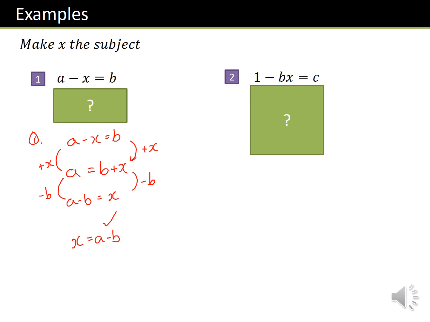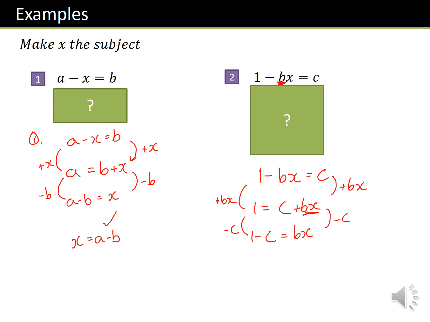Okay, and this one, so you can see not only have we got a negative one, it is also an algebraic one. But you'll see that the method is really similar. So 1 minus bx equals c. So first thing we're going to do, try and get rid of the negative term, so we're going to add bx to both sides. So 1 equals c plus bx. We need to get this chunk on its own, so we're going to subtract c from both sides. So 1 minus c equals bx.